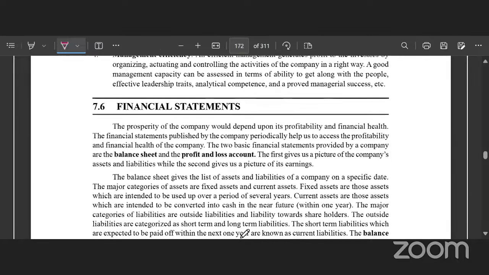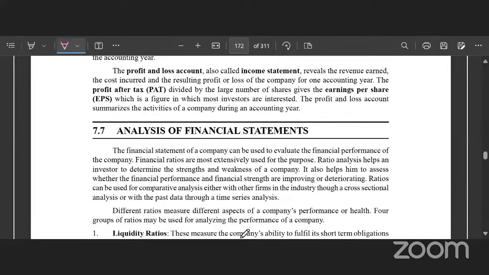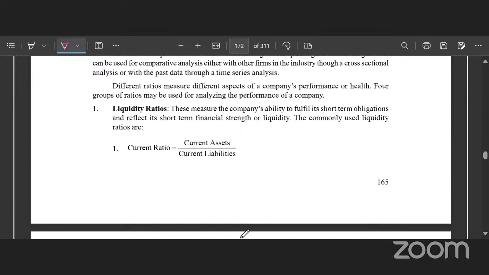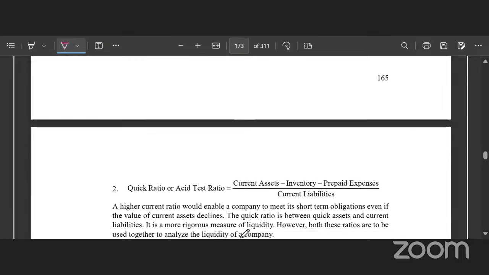We will discuss the financial statements part tomorrow, because this one consists of a lot of ratios. So we will discuss the financial statements in detail in the next class.